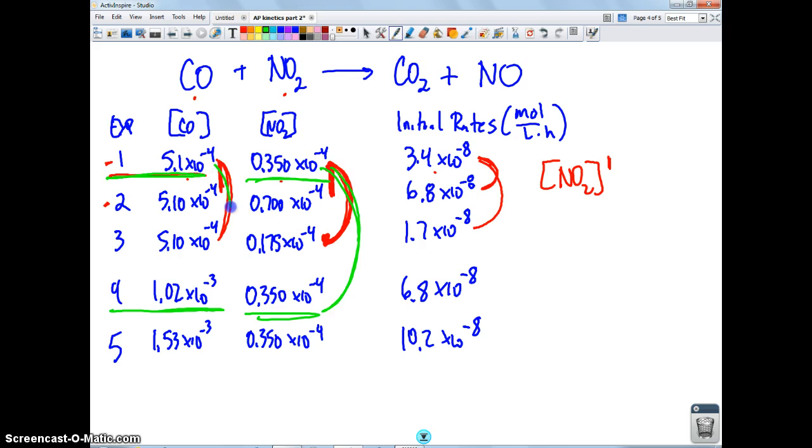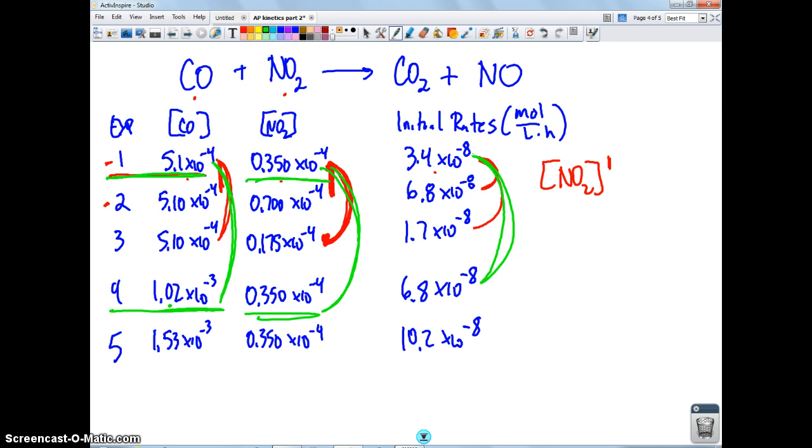But what happened to my concentration here? Hopefully you have some understanding of scientific notation, and you'll see that 5.1 times 10 to the negative fourth doubled is 1.02 times 10 to the negative third. This would be the same as 10 times 10 to the negative fourth. So it's being doubled. And what happens to my rate? When I compare 1 with 4, my rate is again doubled.